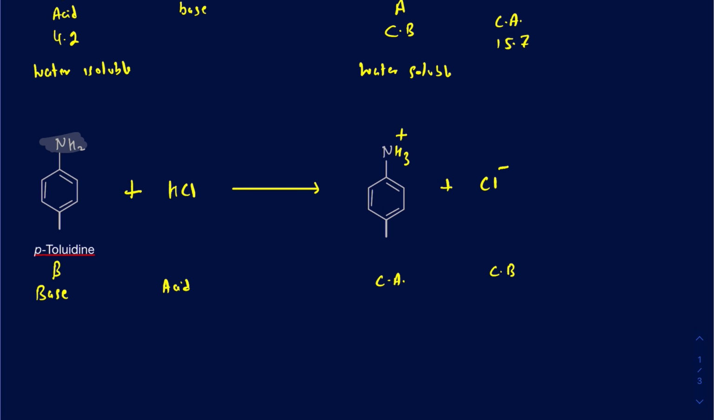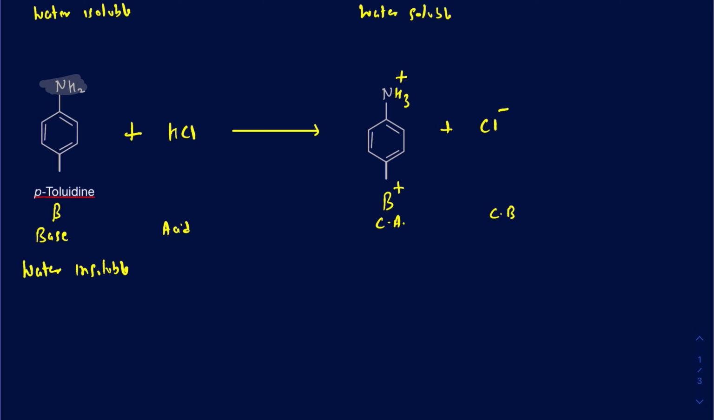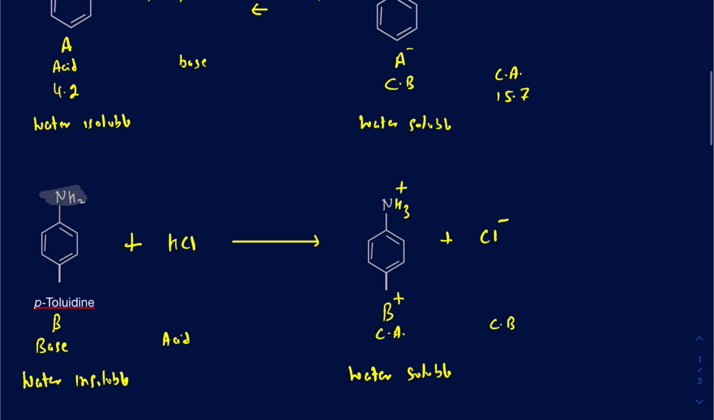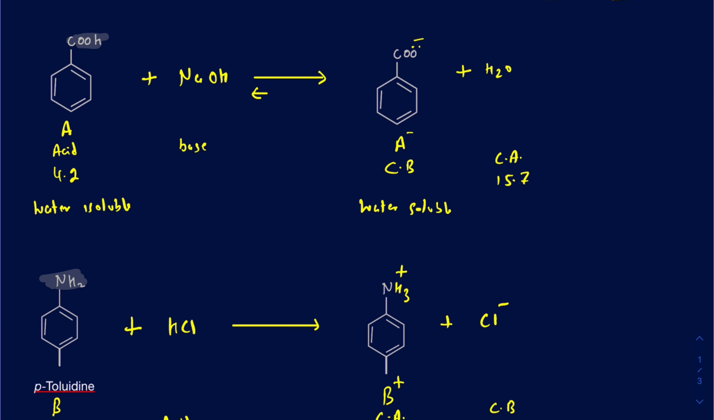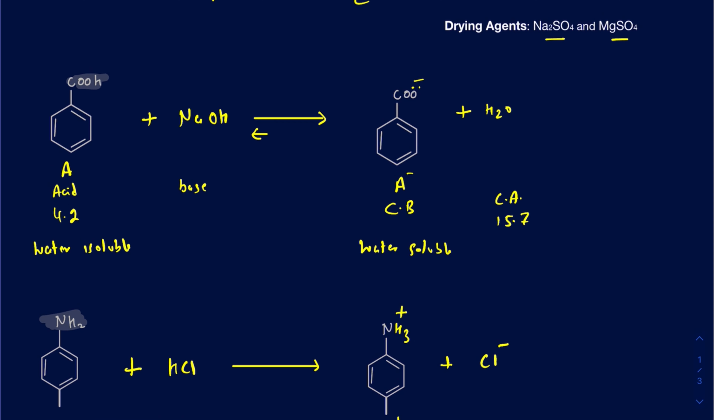Now, this originally was water insoluble, but as soon as this has been protonated, once it gets a charge on it, it makes this soluble in water. So you can actually make these compounds be dissolved in the water by playing with their acid-base properties. So just like, if we go back and look at this first one here, once you have this benzoate here, that would be water soluble.